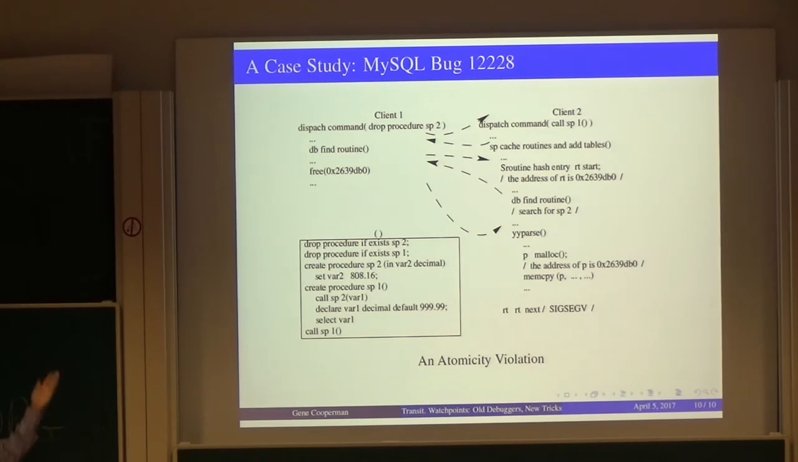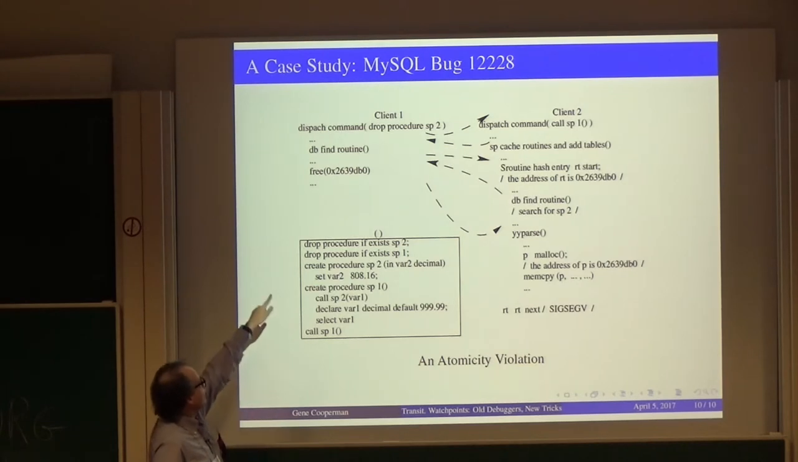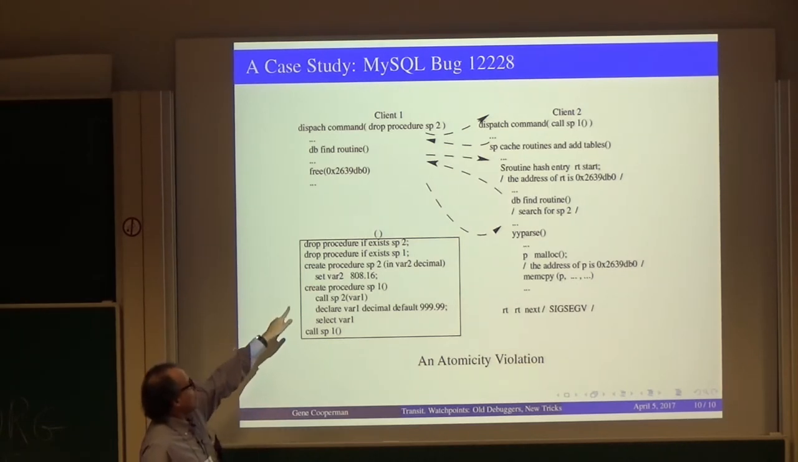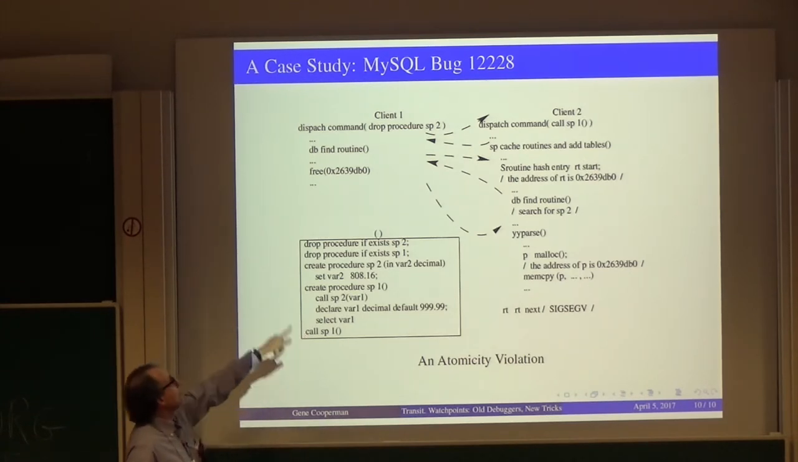And so finally, I'll just give this small example, which is described in detail in the paper, and there are several other case studies in the paper. So here we see the basic program. At some point, the user is given commands to, if SP2 exists, then drop that procedure. If SP1 exists, drop it. Now redefine SP2, now redefine SP1. So this was an actual bug from MySQL.